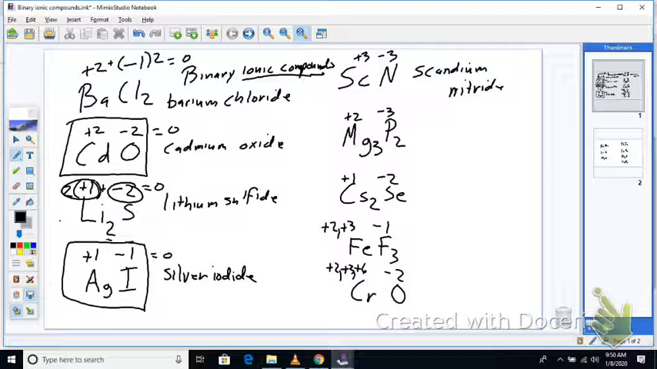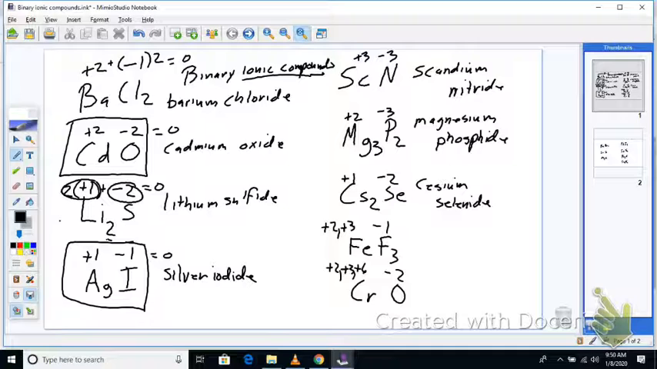And then this is magnesium phosphide. Not phosphoride. Phosphide. Most of these are two syllables. This one will be a three syllable because that's the only way we do it. Cesium selenide. Any questions on those first three?